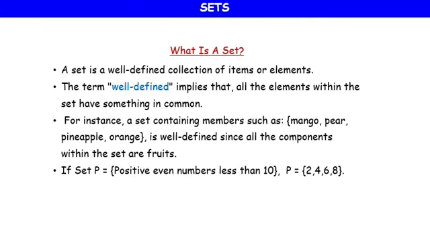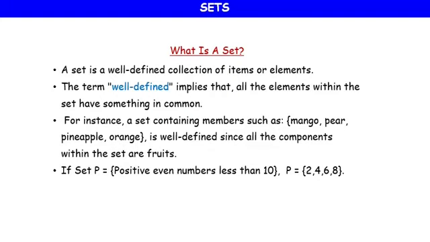What is a set? Briefly, a set is a well-defined collection of items or elements. Whenever we talk of sets, all we are saying is a well-defined collection of items. And the term well-defined connotes that all the elements within the set have something in common. So when you take the set, each and every member must possess the same characteristic.